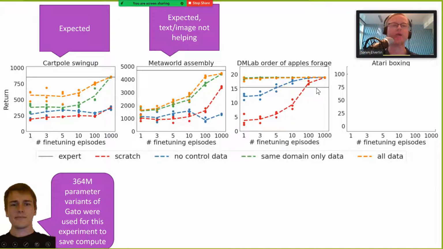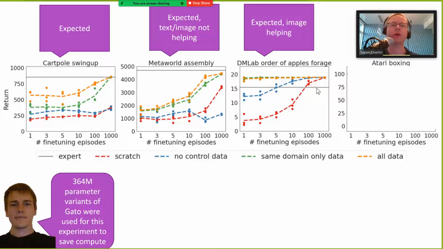There's another one here, order of apples forage. In this case, it looks much more like this. Obviously, if you have control data, then you can easily get 19 of the apples. But even here, just having the language seems to somewhat help. It seems kind of clear that this helps compared to just having the scratch algorithm.